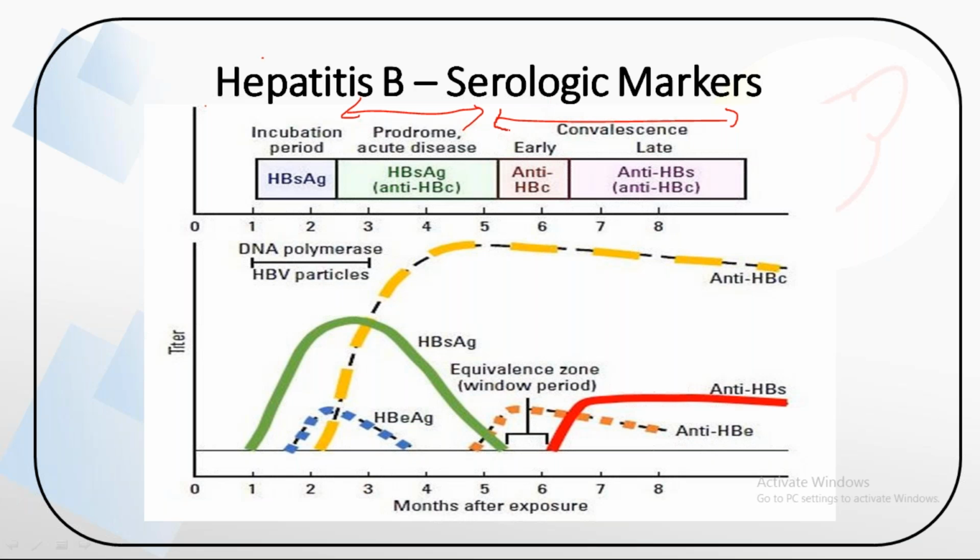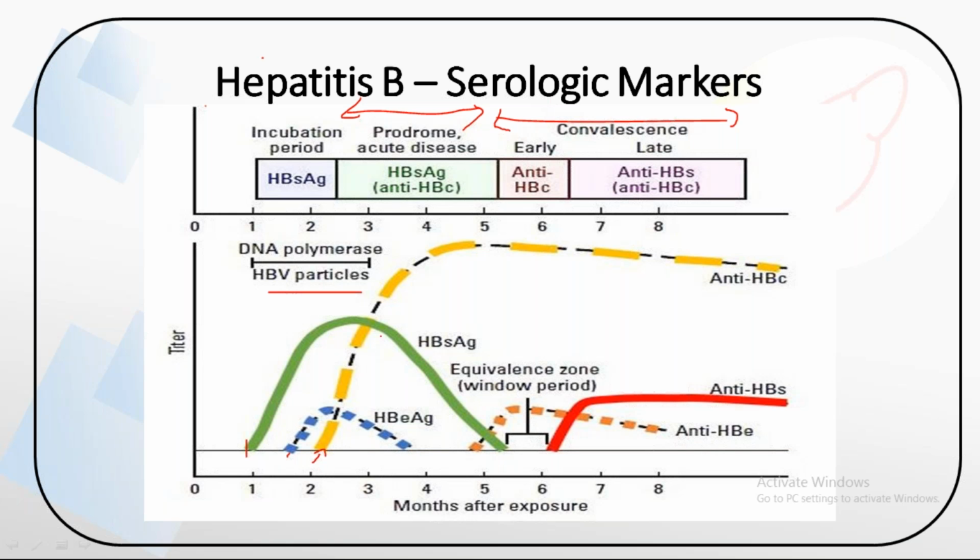What happens during these phases: as soon as this 1 month, the DNA polymerase and DNA particles are visible within 1 month. Once it has entered, from 1 month onwards we can see the DNA particles. Along with this, the infectivity starts. Then HB surface antigen and E antigen. If the E antigen is there, it will start earlier, followed by surface antigen elevation. But the E antigen titers are very low and disappear within 4 months.